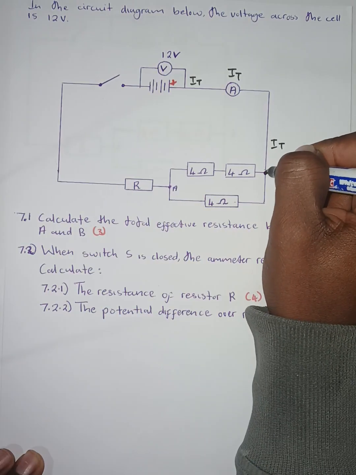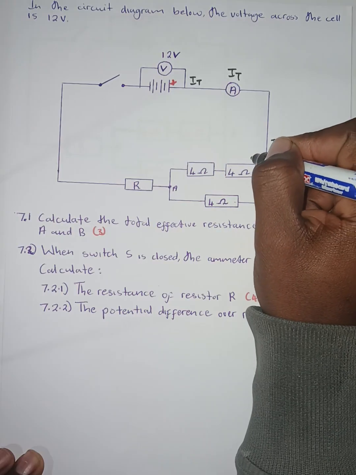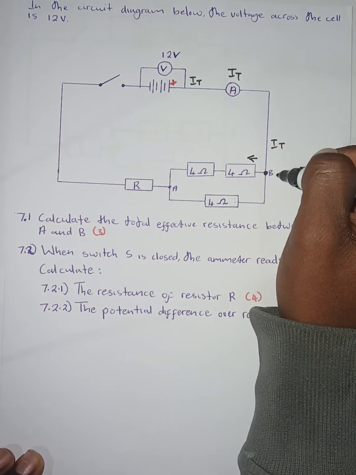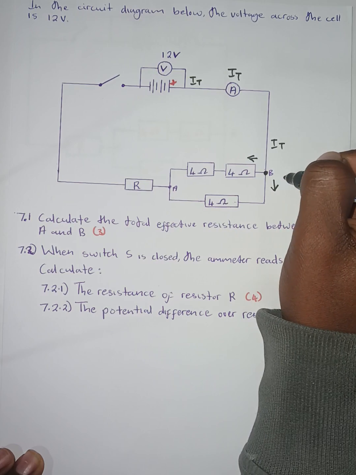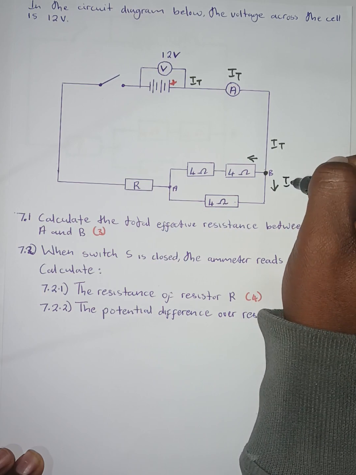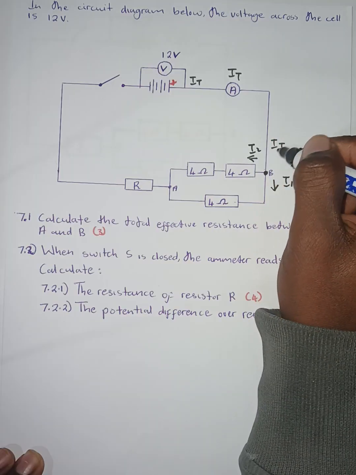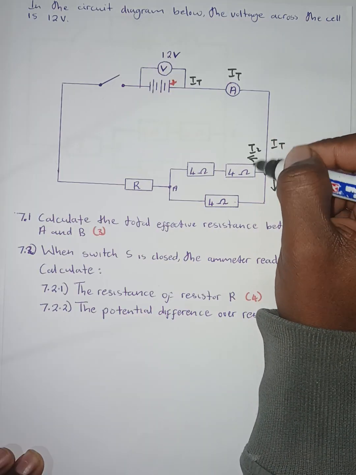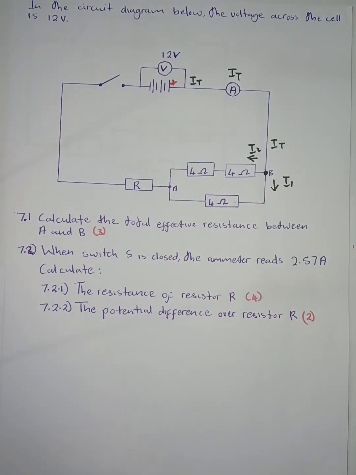But when it gets to that node, to that point B, some of the current would go that direction, and some of the current would continue to go that direction, right? So we would have I1, and we would also have I2. So this is where our current splits. Now remember we said that resistors that are parallel to one another divide the current, right? So that's one thing that we mentioned.